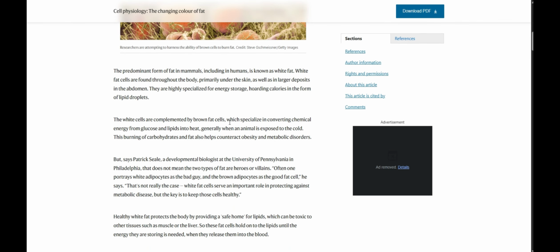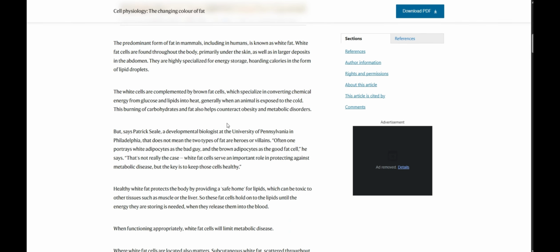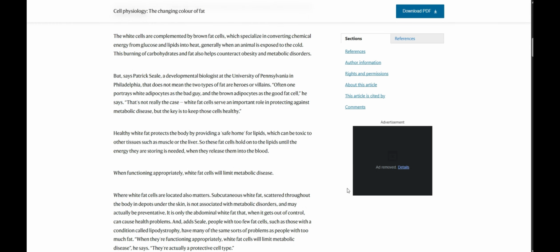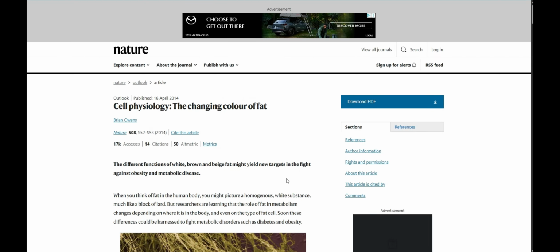Let's let someone who knows about this talk. Back to the article. The white cells are complemented by brown fat cells, which specialize in converting chemical energy from glucose and lipids into heat, generally when an animal is exposed to the cold. This burning of carbohydrates and fat also helps counteract obesity and metabolic disorders. But, says Patrick Seale, a developmental biologist at the University of Pennsylvania in Philadelphia. So this isn't a regular scientific article. Nature Outlook.